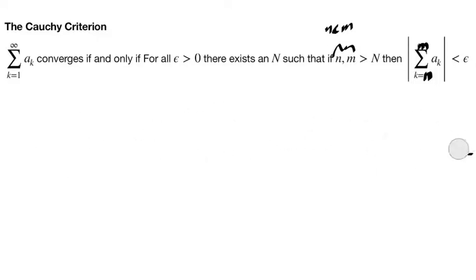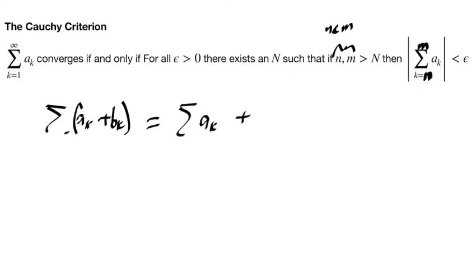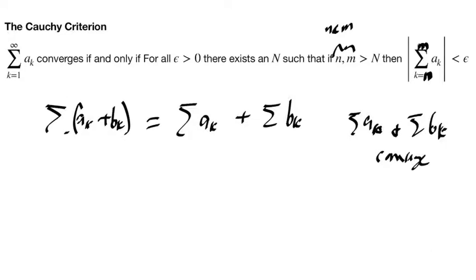Two more that kind of make complete sense is the fact that the sum of a_k plus b_k should equal the sum of the a_k's plus the sum of the b_k's. This is assuming that the sum of a_k and the sum of b_k converge. Sorry for my handwriting. So if they converge, then we should see this sum should work out.